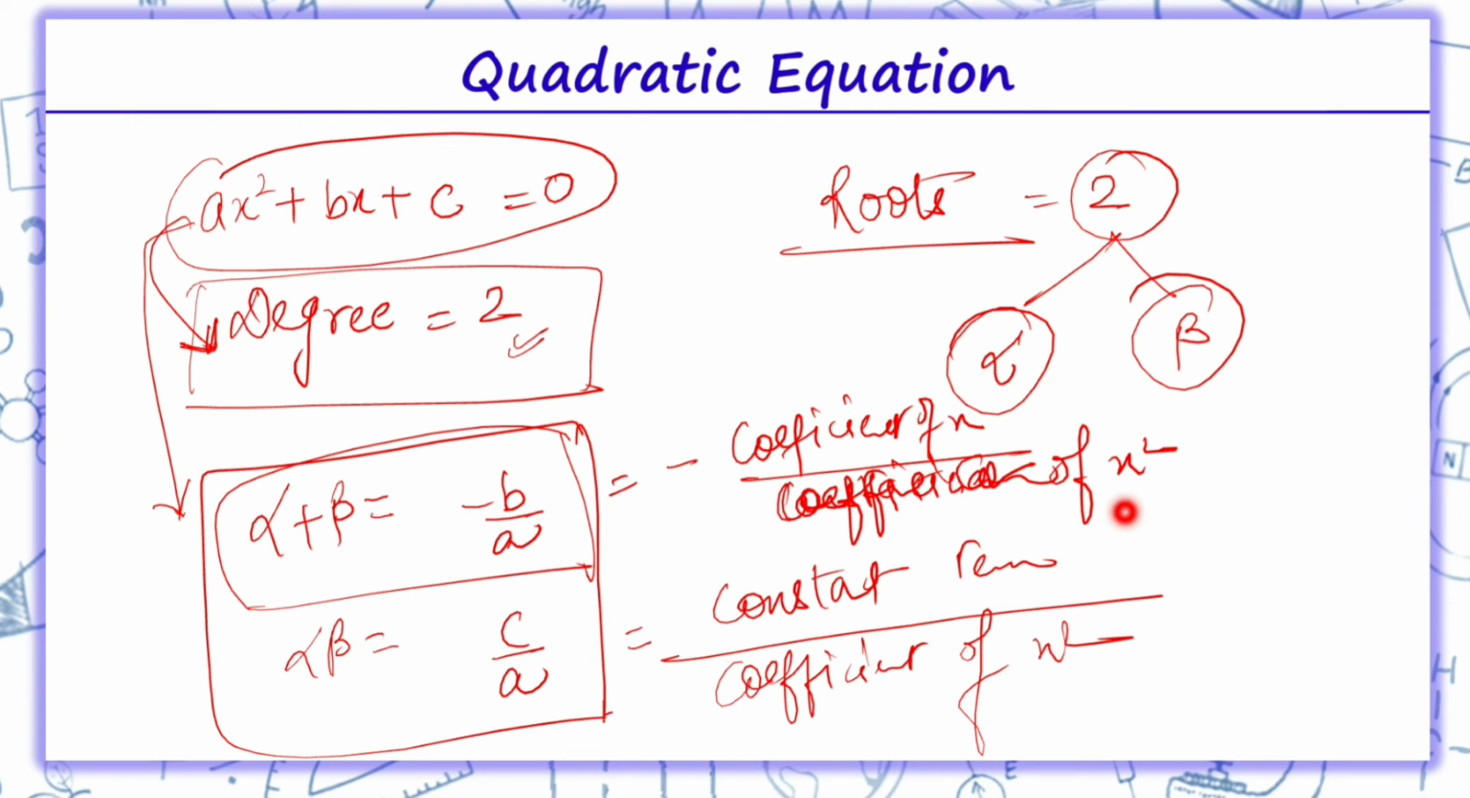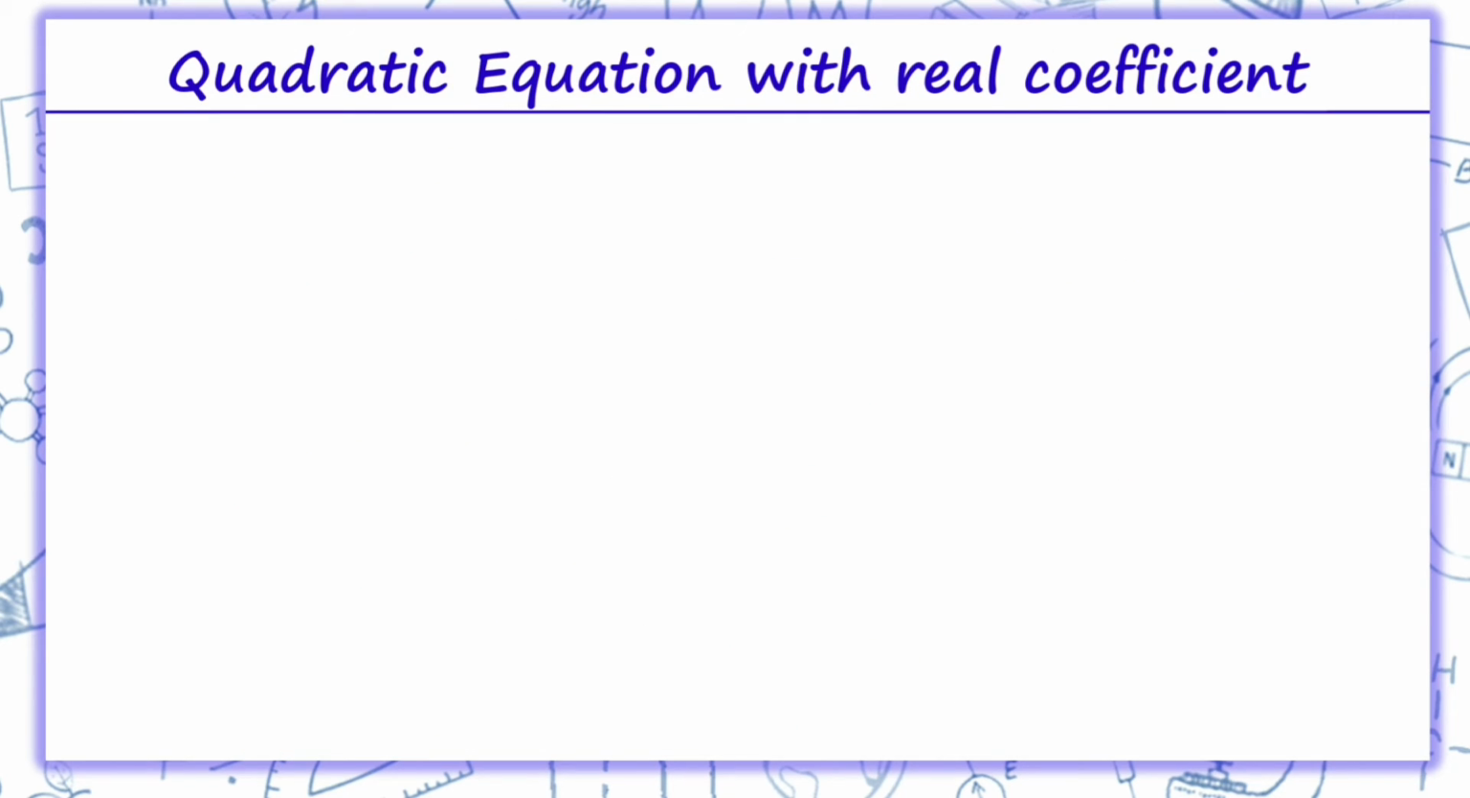So, this is a basic introduction to the quadratic equation. What is a quadratic equation? A quadratic equation cannot have more than 2 roots. A quadratic equation has only 2 roots, and those 2 roots are given by alpha and beta.